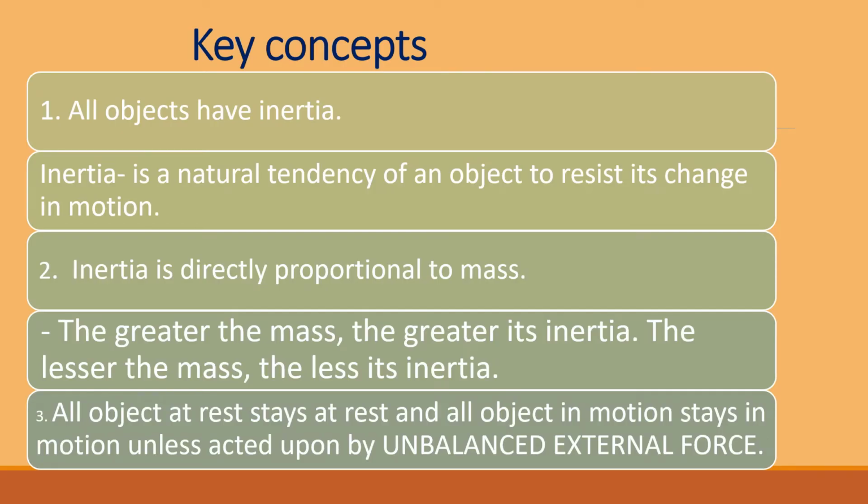These are the key concepts we are going to remember for the first law of motion. First, we have to remember that all objects have inertia. Inertia is a natural tendency of an object to resist change in motion. Inertia is directly proportional to mass. This means that the greater the mass, the greater its inertia. The lesser the mass, the lesser its inertia. All objects at rest stay at rest, and all objects in motion stay in motion unless acted upon by an unbalanced external force.